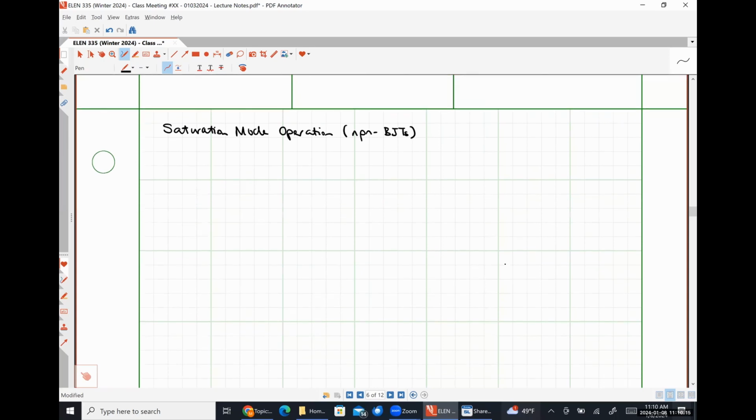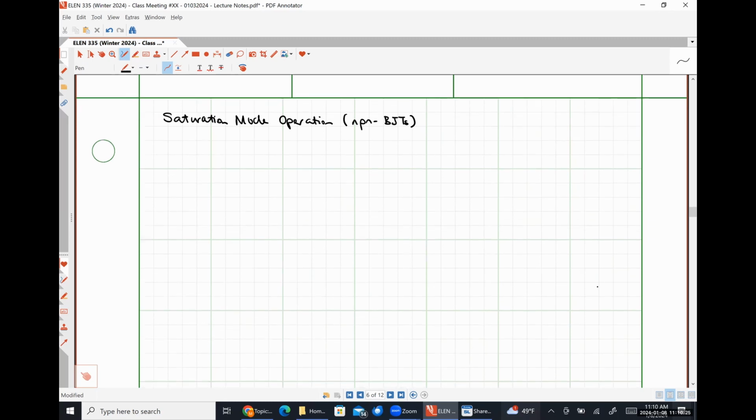So we know that for a BJT to operate in the saturation mode, both the base emitter junction and the base collector junction must be forward biased. So I'm going to draw our sandwich model here again. So this is my collector region that is doped N-type. Up here is my collector terminal. Here in the middle, I have my base region that is doped P+.